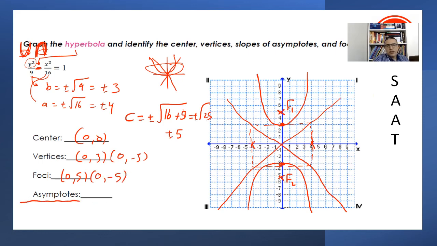Regarding the asymptote, you want to find the equation of a straight line passing through the origin. So y is equal to positive and negative, because it's actually 2 straight lines. Any slope is rise over run. I rose 3, I ran 4. So it's 3 over 4 in terms of x. So I figured out for you the center, vertices, foci, and asymptote of a hyperbola that opens up and down.